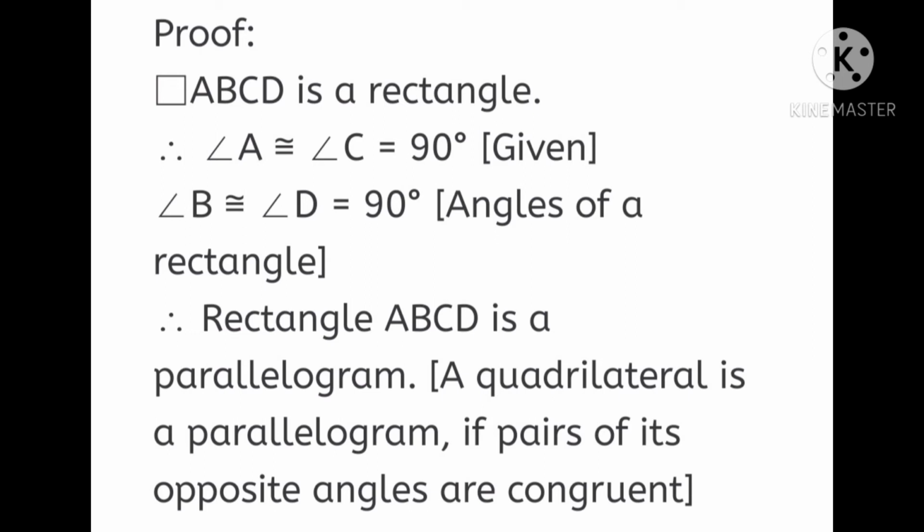Okay, here we just apply the property of rectangle. In the rectangle, all angles are of 90 degrees. If we compare the opposite angles, that means angle A and angle C, both are 90 degrees, that means congruent. And angle B and angle D, both are 90 degrees, that means congruent. So as opposite angles are congruent in a rectangle, every rectangle is a parallelogram.